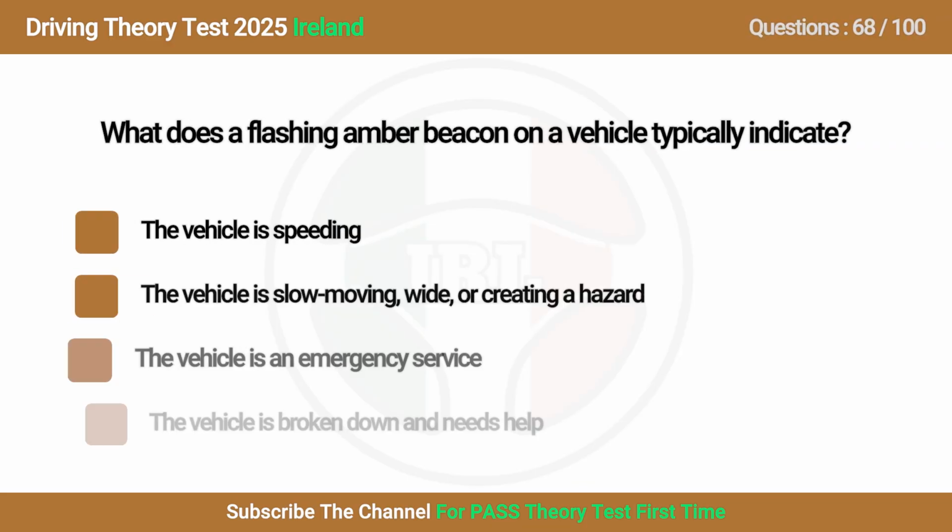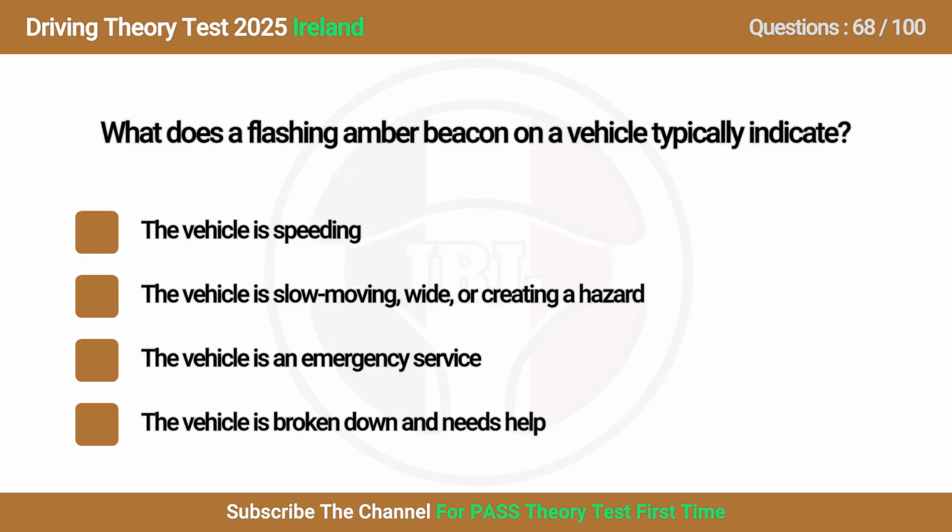Question 68. What does a flashing amber beacon on a vehicle typically indicate? A. The vehicle is speeding. B. The vehicle is slow-moving, wide, or creating a hazard. C. The vehicle is an emergency service. D. The vehicle is broken down and needs help.